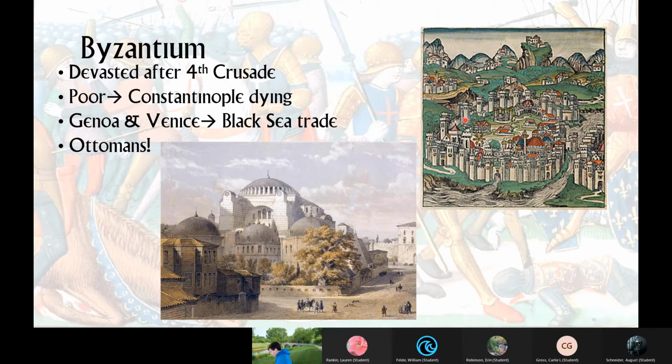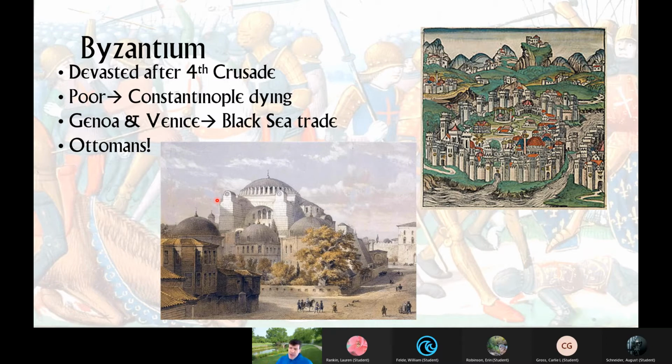Genoa and Venice, two prominent city-states we'll talk a little bit more about later, had pretty much controlled the Black Sea trade, and they made relations with Constantinople, but they were becoming very rich. Here is the Hagia Sophia, or the Church of St. Sophia, the massive church built in Constantinople, which kind of symbolized the greatness of the Eastern Roman Empire, but it was literally a shadow of itself. And so they controlled the trade.